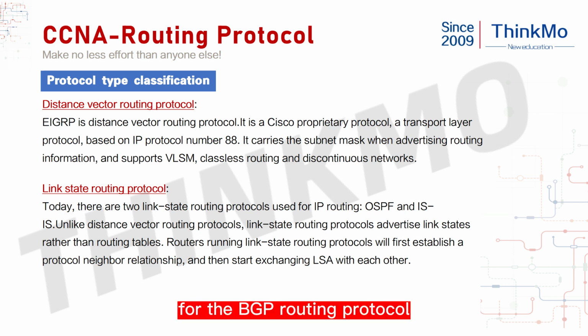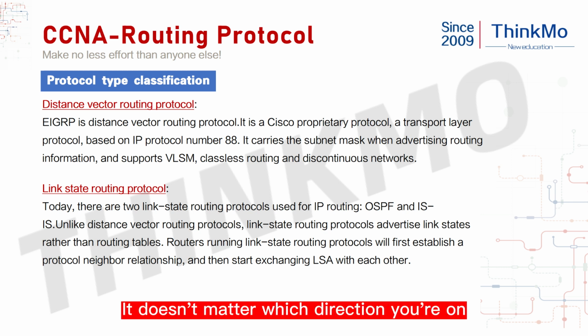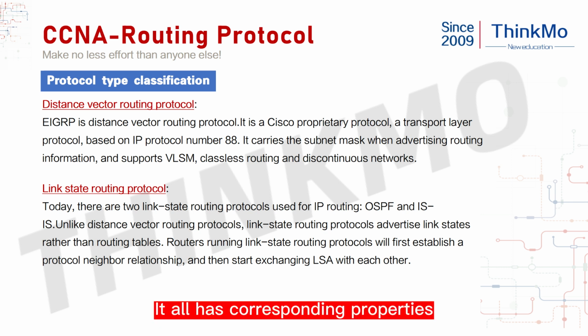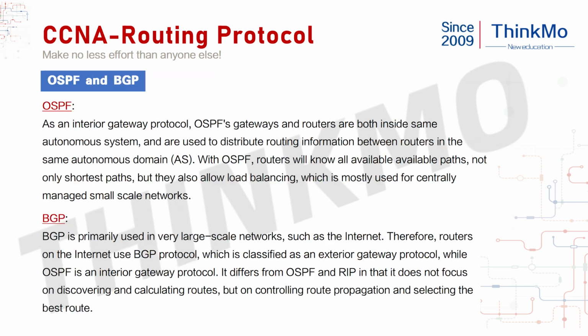For the BGP routing protocol, it doesn't matter which direction you're on or which device. It all has corresponding properties. You can control these entries accordingly.